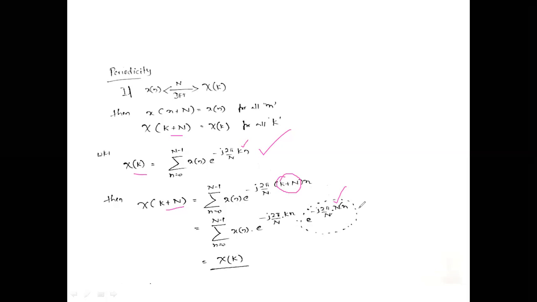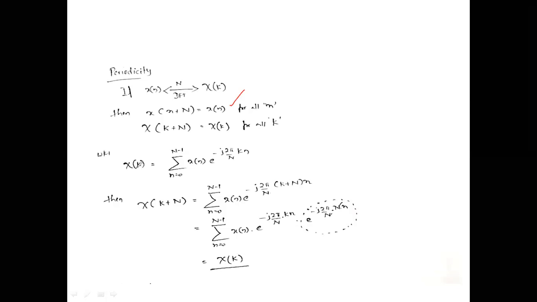So this entire term you can see, for any value of small n, since there is a capital N present, it is always equal to plus 1. That is why this particular term x of k plus n turns out to be simply x of k. So is it true for x of n also?